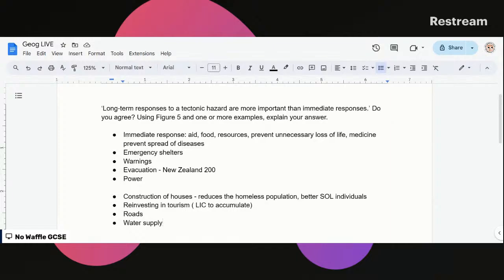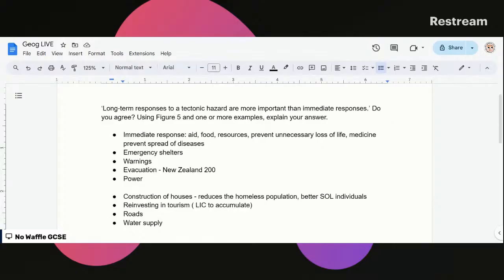So now let's think about some evaluative points we can make, or comparative points. How do we say that long term are more important than immediate? Well, immediate, we clearly see prevents the loss of life initially, and it gives people some resources in the short run at the beginning. However, in the long run, you can see the construction of houses, all of the long run effects are more important for sustaining the economy of a country, whereas the short term seem to be sustaining the lives of individuals. So since we have more points for the immediate responses, you might want to say that immediate responses are more important.